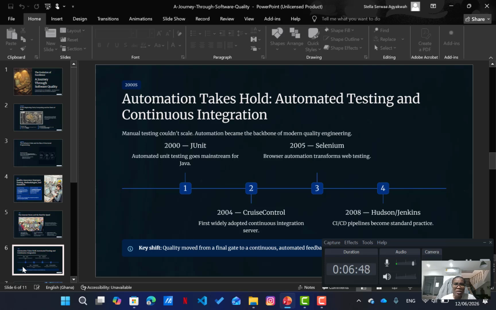JUnit helped automate unit testing. CruiseControl supported continuous integration. Selenium automated web browser testing. Hudson and Jenkins automated build and deployment processes. The major change was that quality was no longer checked only at the end of development. Instead, testing became continuous throughout the development life cycle. Automation made software testing faster, more reliable, and more efficient.